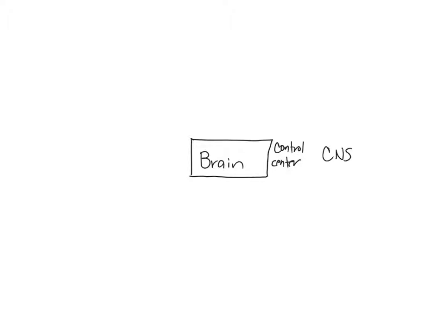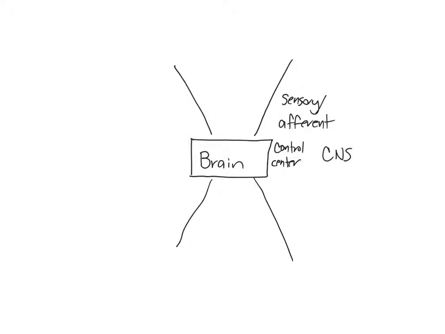The pathway where information comes into your brain is known as your sensory or afferent pathway. The pathway where information leaves your brain is known as the motor or efferent pathway.